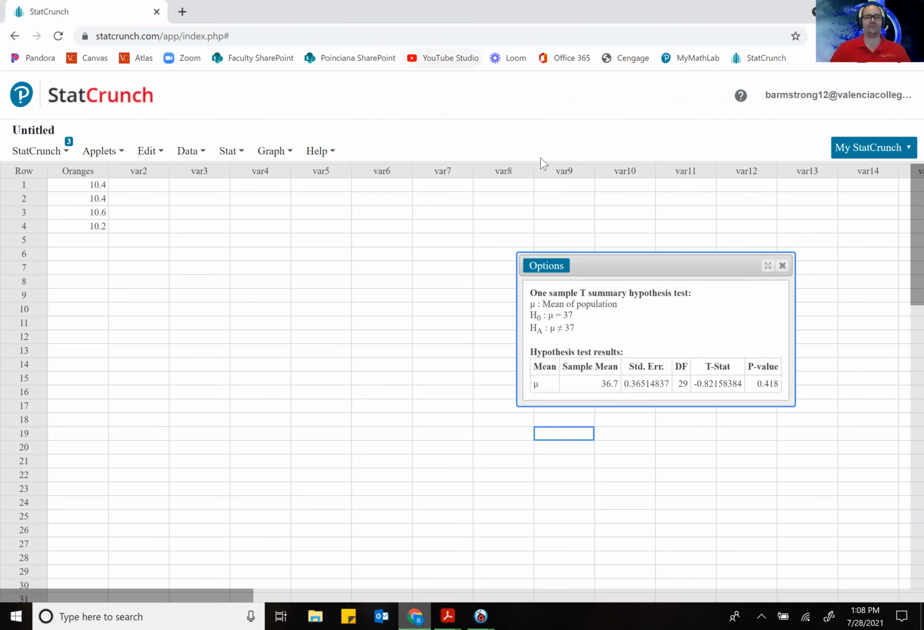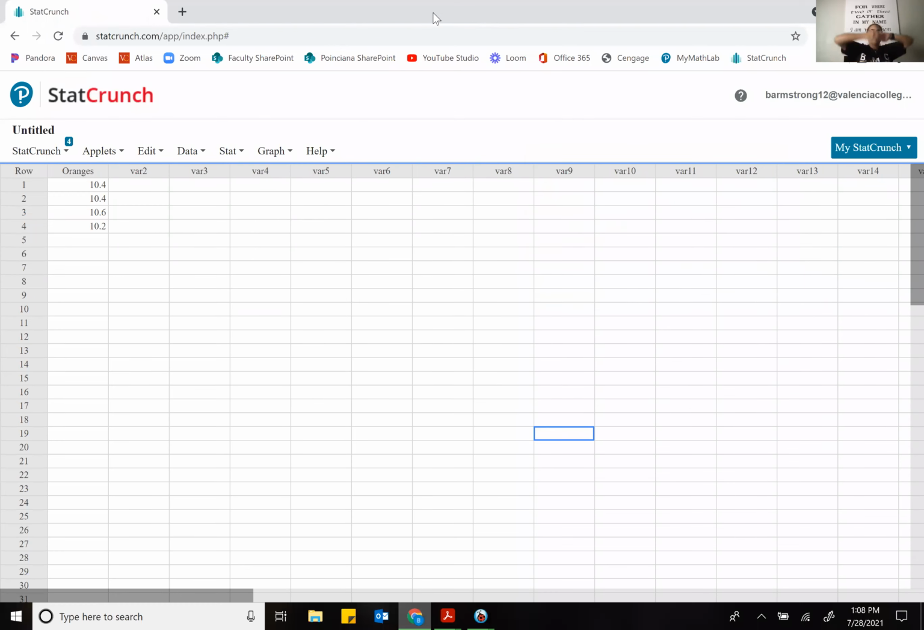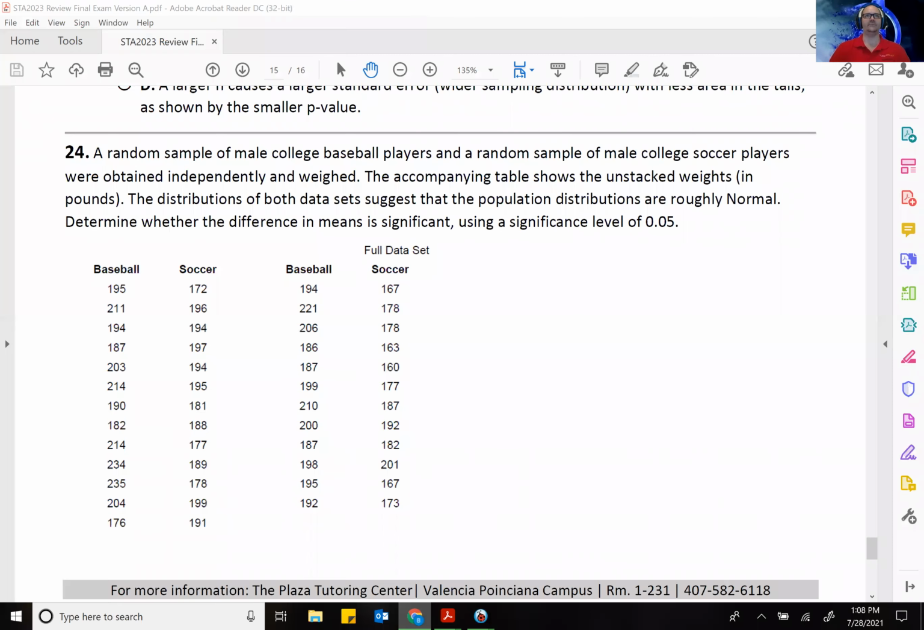I'm going to keep that information on the screen, and I'm going to slide over my StatCrunch so I can look at both at the same time. This one should look familiar. We are dealing with two samples here, right? So we need to know, are they independent or are they paired? What do you think? I think these are independent. Yep, why?